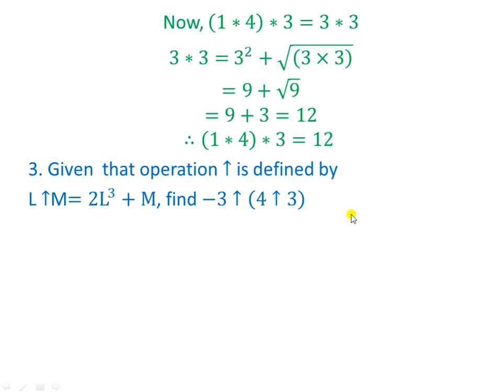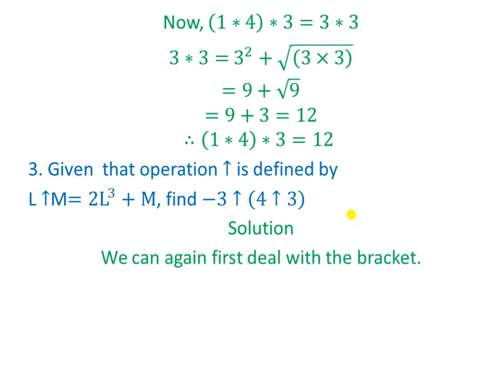But we can look at that in our solution. So we are saying we can again first deal with the bracket. So we are saying 4 * 3 is as good as 2, this 2 that we have here, then L. But remember, our L corresponds to 4. That is why we are saying into 4 but cubed. Then plus, this plus that we have in our formula, M. But what is the value of M? M here corresponds to 3, so we substitute for 3.